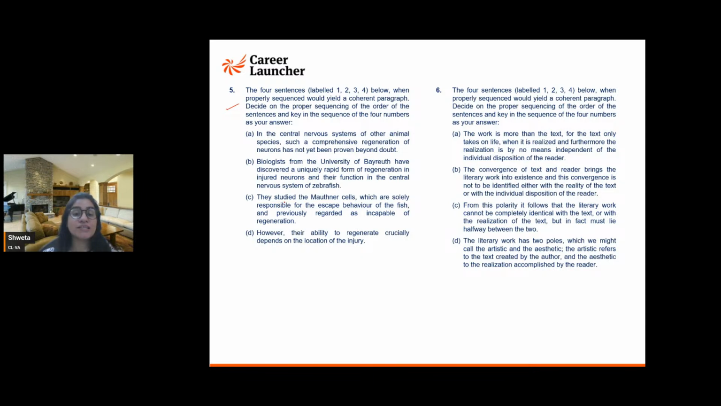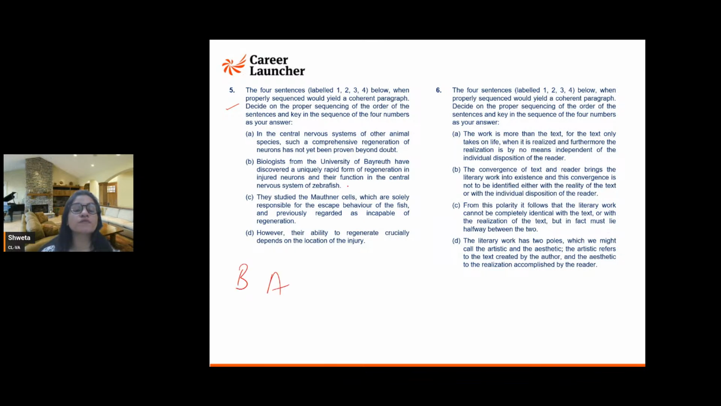zebrafish. They studied the motor cells, which are solely responsible for the escape behavior of the fish and previously regarded as incapable of regeneration. However, their ability to regenerate crucially depends on the location of the injury, where the injury is. Okay, so if you look at this sequence, it starts with B.